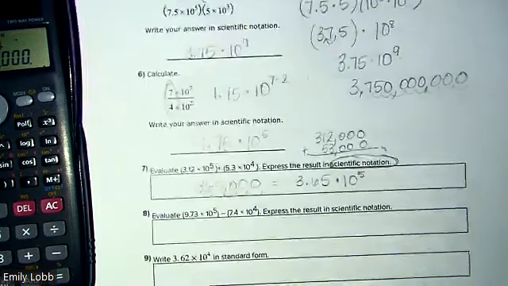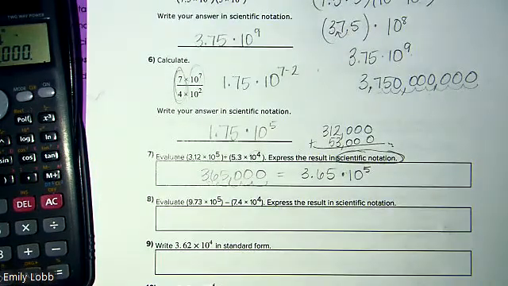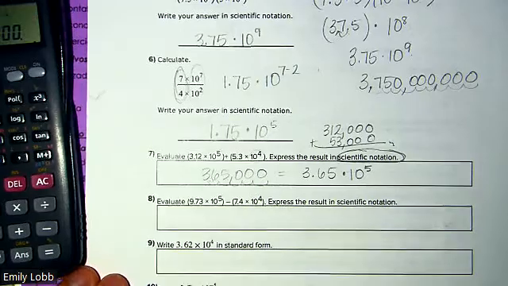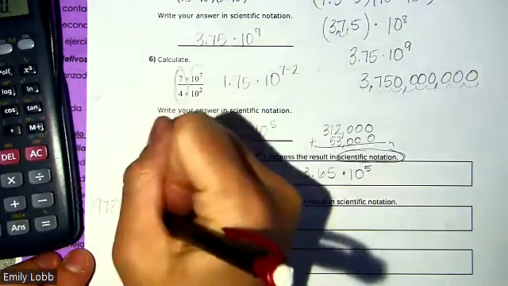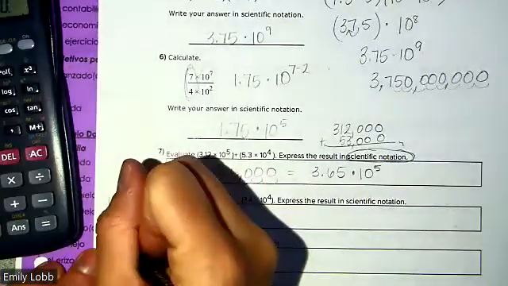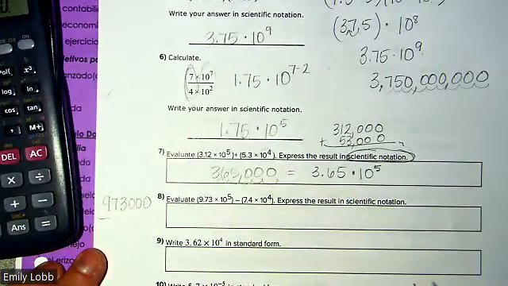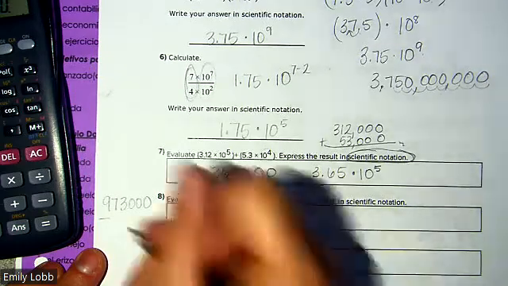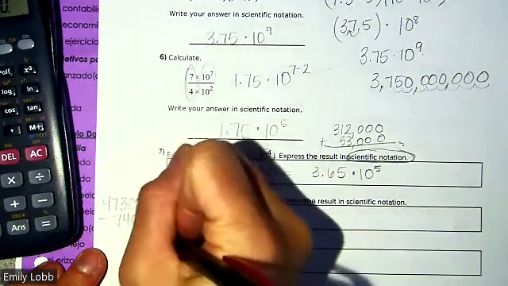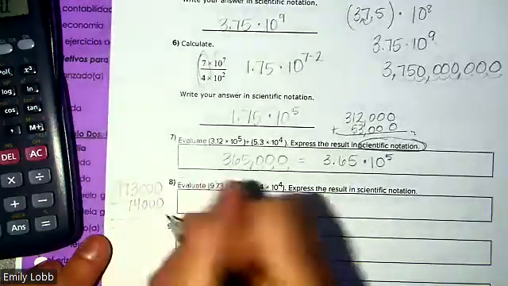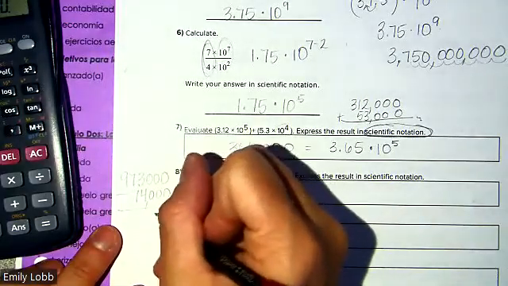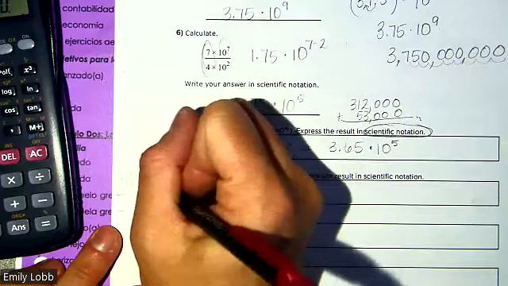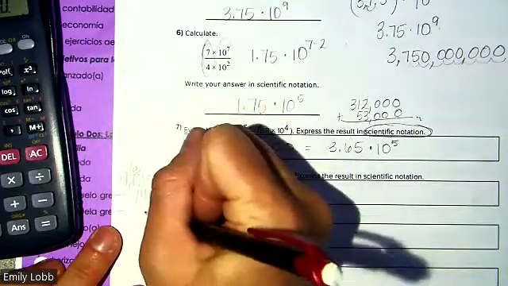Same thing with number 8. I would change them. So 9, 7, 3, and 3 more zeros, minus 74 and 3 more zeros. This one you might want to use a calculator for, right? Since we have to do a little borrowing.